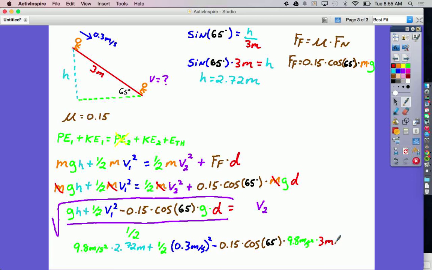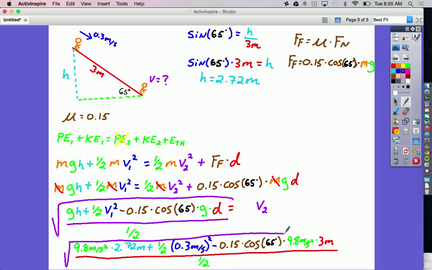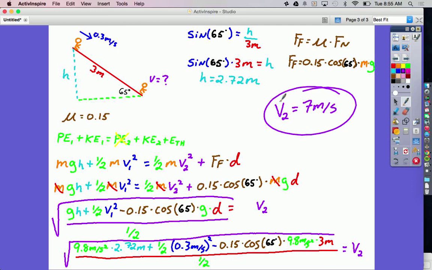A lot of stuff there. And that's all going to get divided by that 1/2. And you take the square root to find V2. A lot of stuff there to plug into our calculator. But once we plug all that into our calculator, we get a very easy answer, which is that the V at the bottom of the slide is simply 7 meters per second. Long problem, but that's the end.